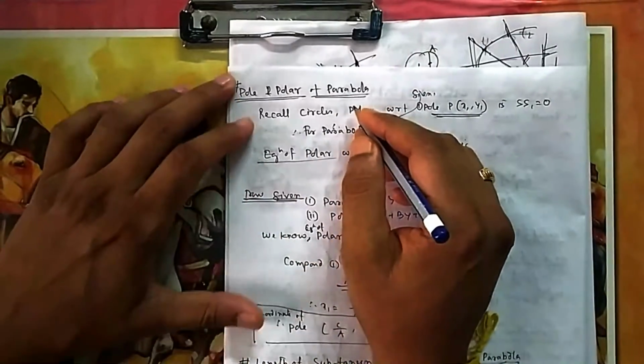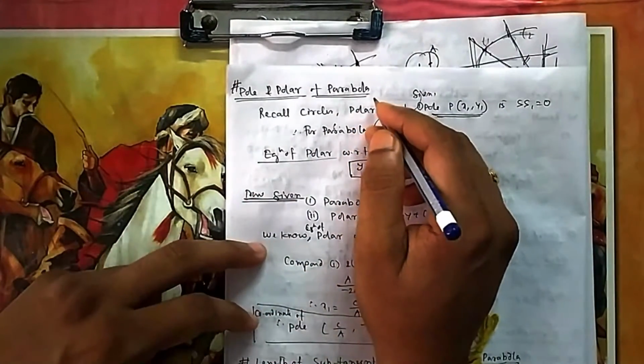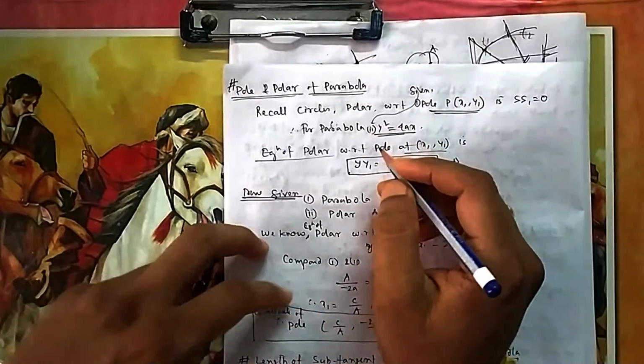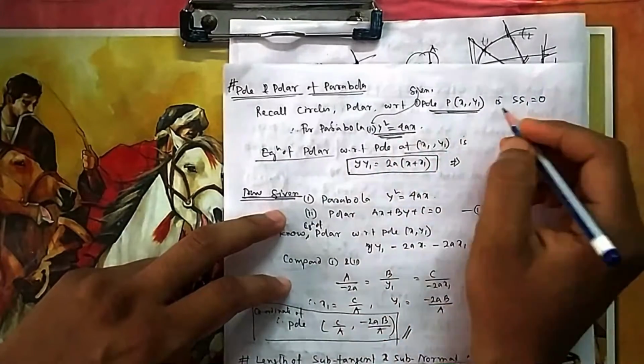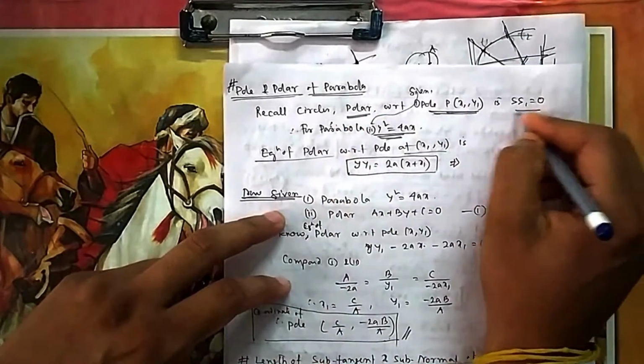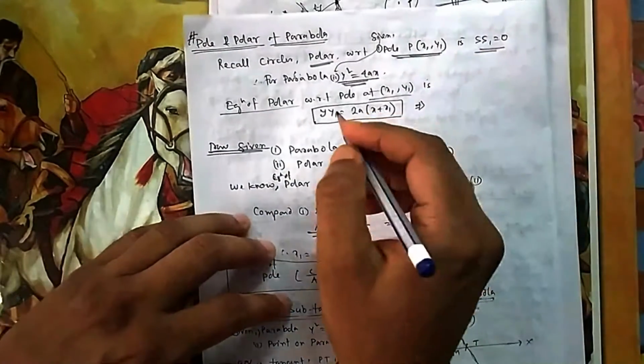Again, I am not explaining what is pole and polar because I have explained it in depth in case of circle. What do you mean by pole and polar? I am taking reference again from the circle. So this point is given to you and this parabola is given to you. So what was the equation for the polar? SS1 equal to 0.